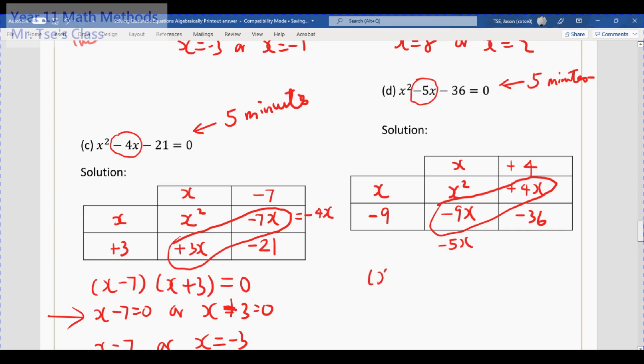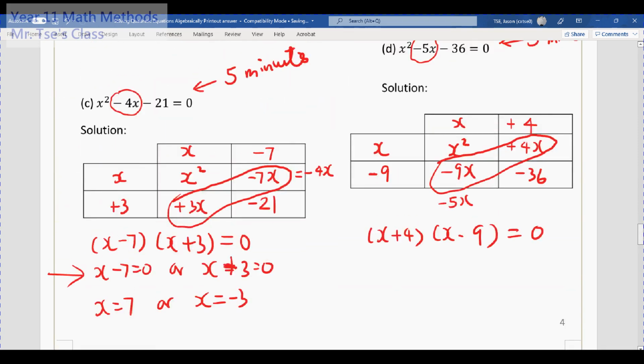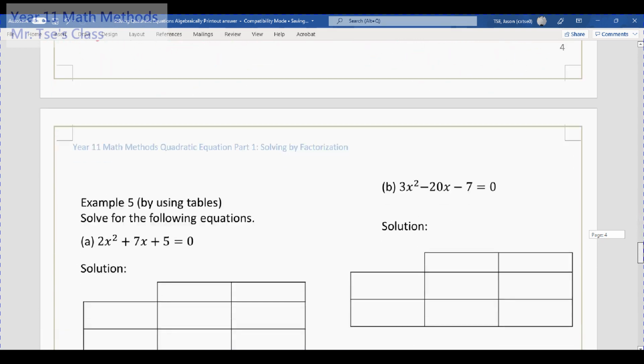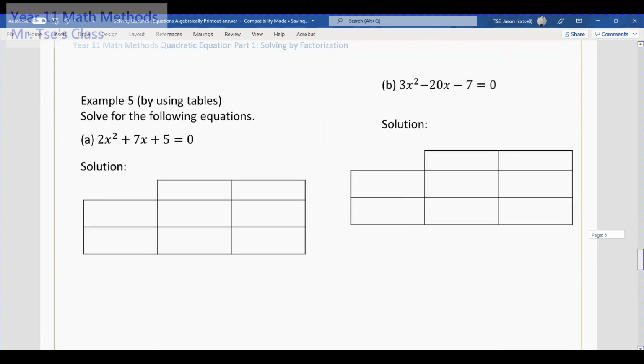And all you need to do is write (x plus 4)(x minus 9) equals 0. And so that will give you x plus 4 equals 0, or x minus 9 equals 0, so x equals minus 4, or x equals 9. Okay, good. All right, there are more examples in example 5.